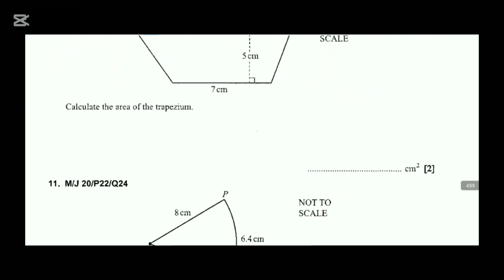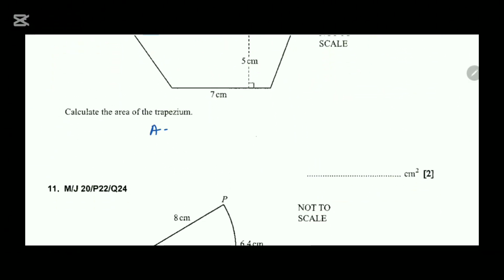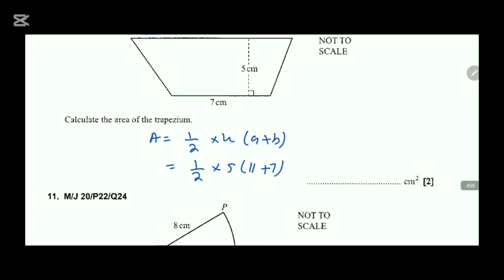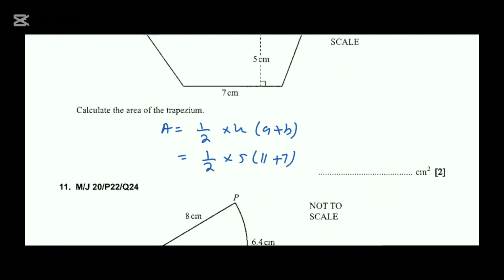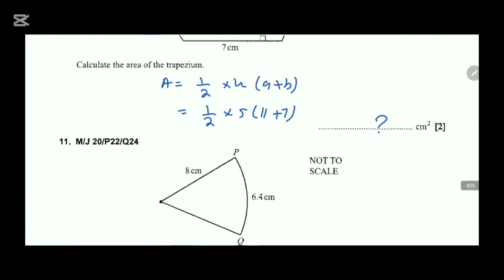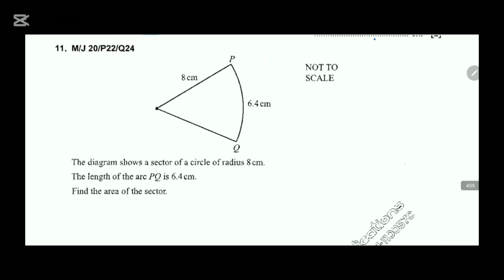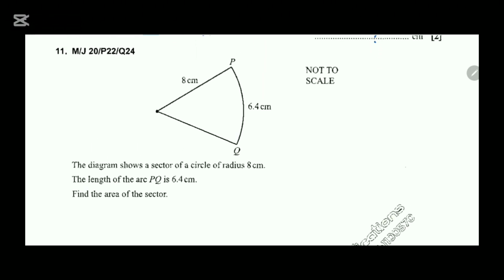Next question is also very easy. Area of trapezium. Area is equal to 1 over 2 into height into a plus b. 1 over 2 into height, which is 5, into a plus b. We have also done this type of question in kinematics, so you can simplify it further and get the final answer.